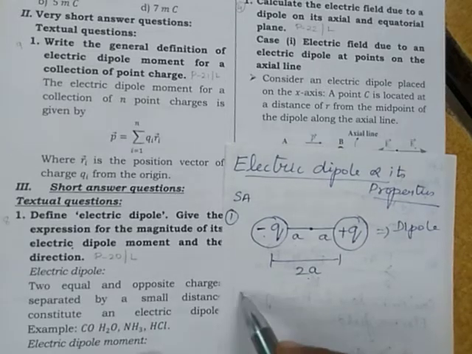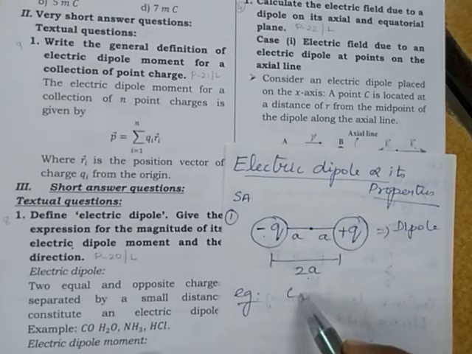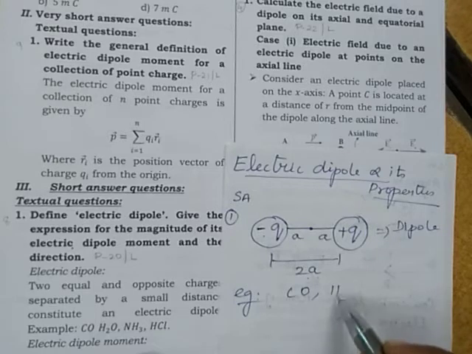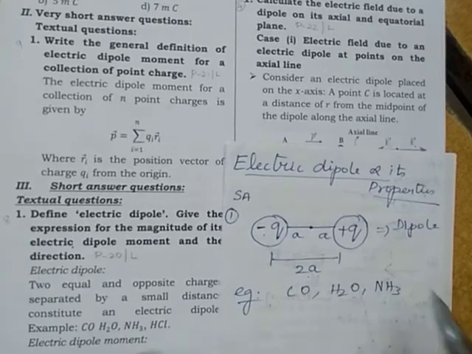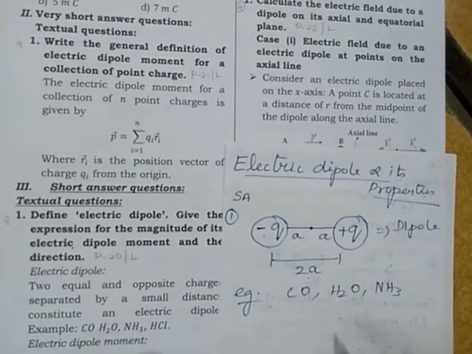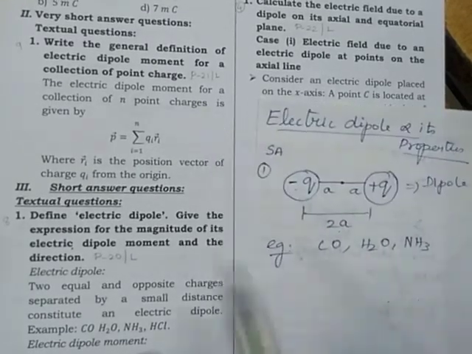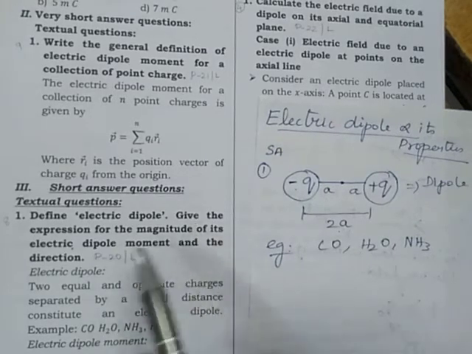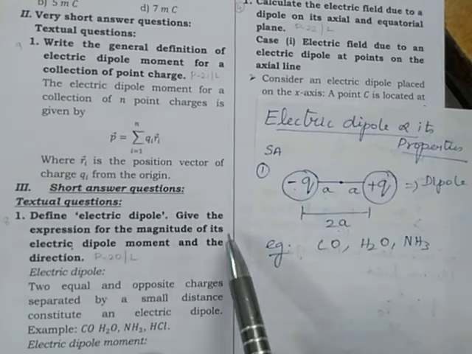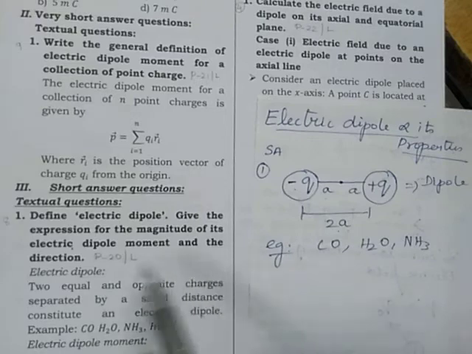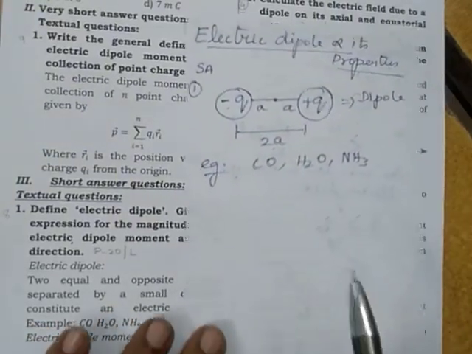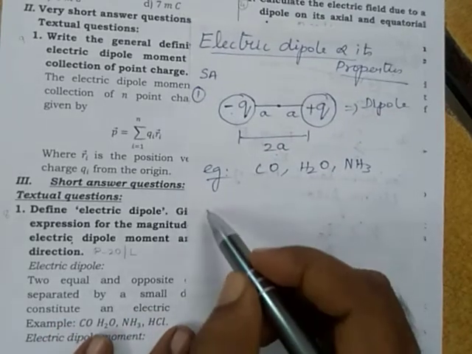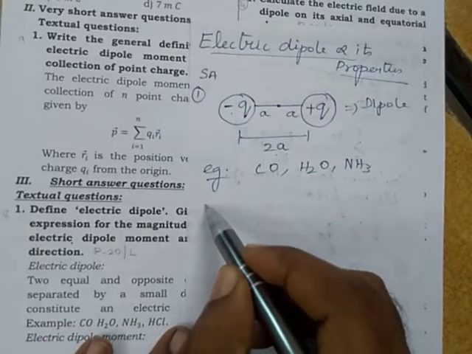Okay, example for this, CO, H2, NH3. Okay, these are the example for electric dipole. Okay, then one more thing is they asked, give the expression for magnitude of its electric dipole moment and its direction. Okay, expression for magnitude of dipole moment. Okay, we need to know what is dipole moment.